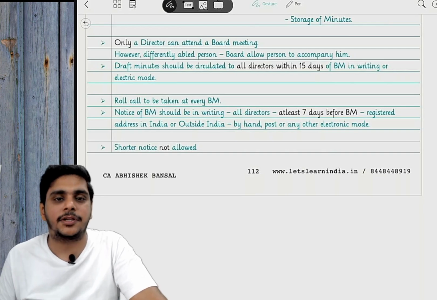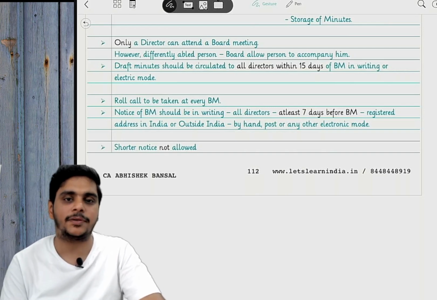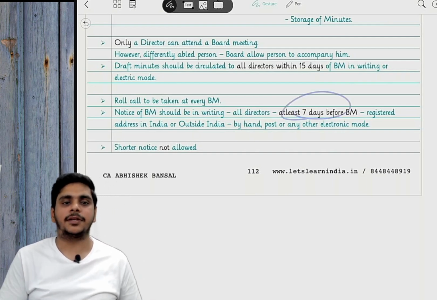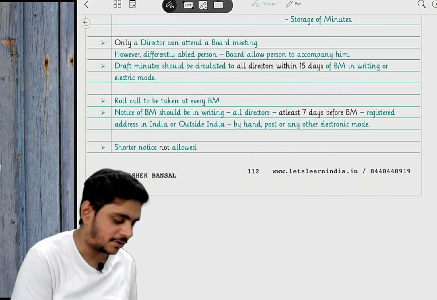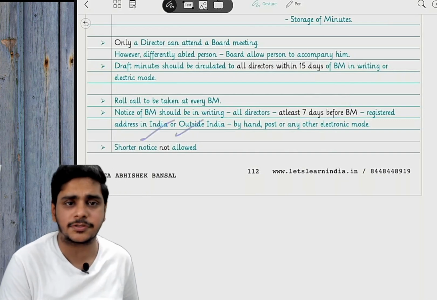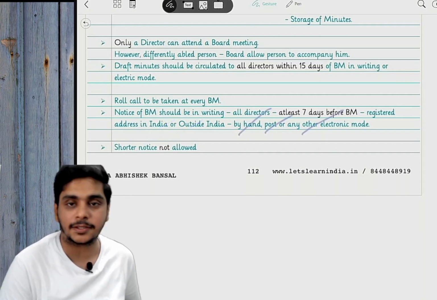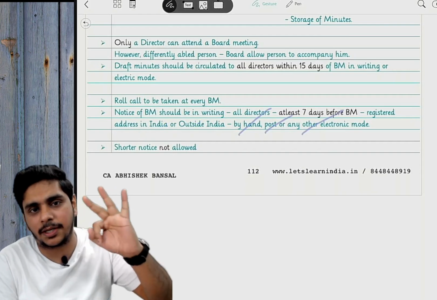Notice of the board meeting should be given in writing to all the directors at least 7 days before the board meeting, at the registered address, whether in India or outside India. Wherever the registered address is, you have to give the notice there, either by hand, by post, or by any other electronic mode.